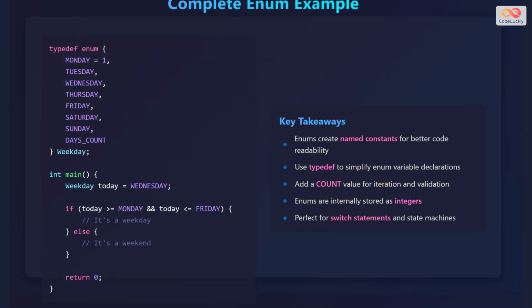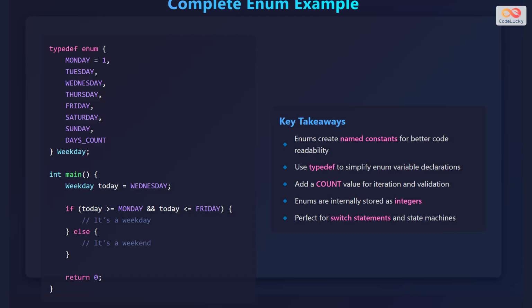Let's look at a complete example that demonstrates the use of enums in C. We define an enum called weekday using typedef, which includes the days of the week from Monday to Sunday, and we also define days count. Inside the main function, we declare a variable today of type weekday and set it to Wednesday. An if statement checks if today is between Monday and Friday. If it is, it's a weekday.